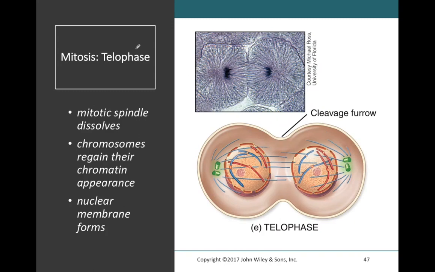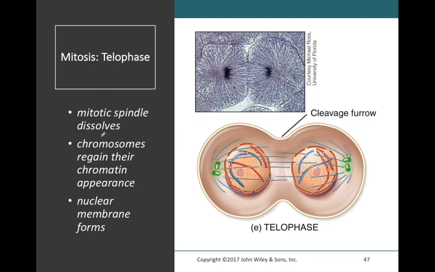Telophase is our last phase. So in telophase, this is when our genetic information is going to be separated, and we're going to start forming the structures that we're going to need for two cells. So these mitotic spindles are no longer going to be needed. So they will dissolve. They're going to disappear. There's no longer going to be mitotic spindles.